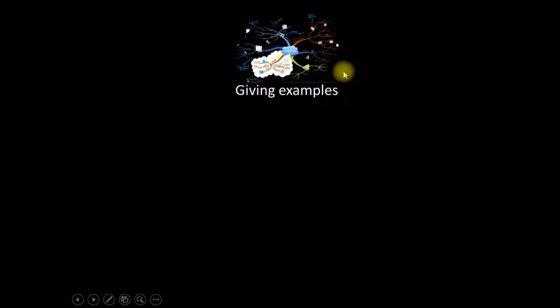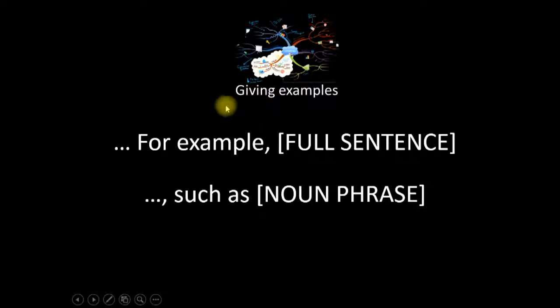So we can use some of these connectors that give examples. For example, or such as. Notice that when we use for example, we follow it by a full sentence or a full clause which has a subject and a verb. But if we use such as, it's only followed by a noun phrase or two noun phrases. It can also be a gerund phrase.